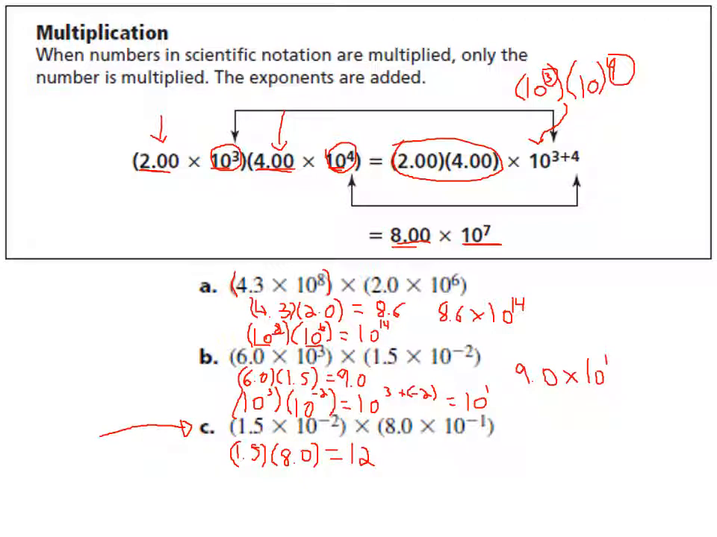Okay, and then you're going to do your 10 to the power of negative 2 multiplied by 10 to the power of negative 1. And we're going to get 10 to the power of negative 2 plus negative 1, which is basically negative 2 minus 1. And that gives us 10 to the power of negative 3. And so far everything looks fine, we're on the right track. We're going to write our final answer here, 12 times 10 to the power of negative 3.